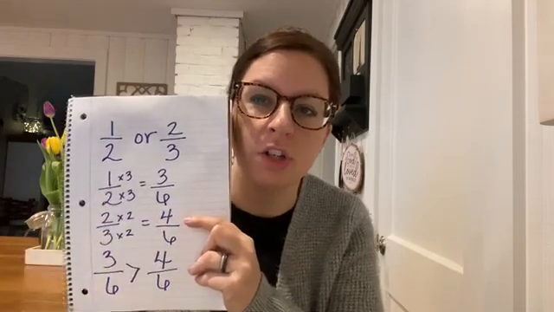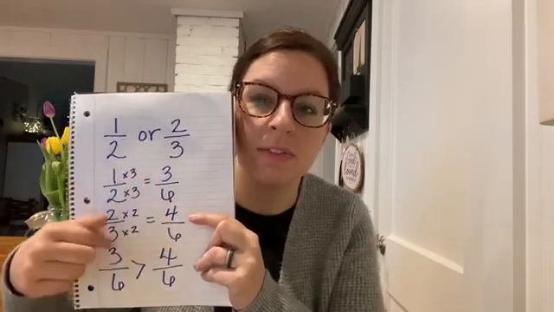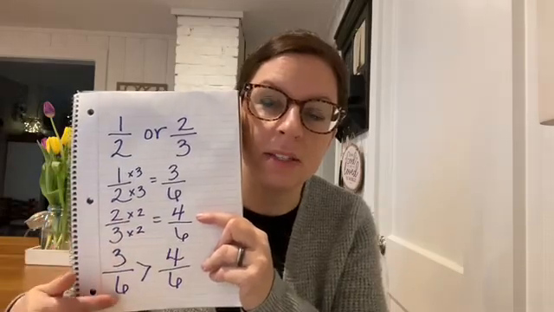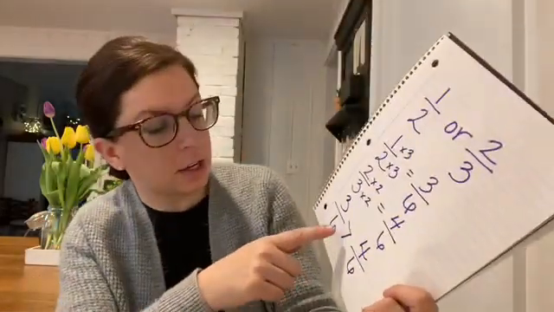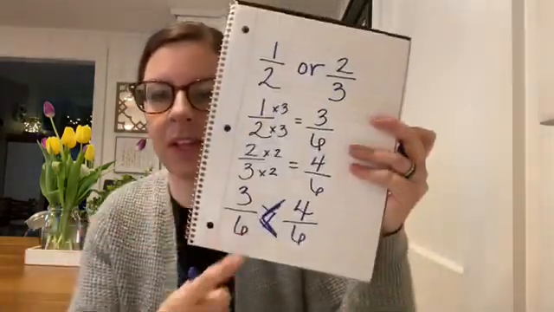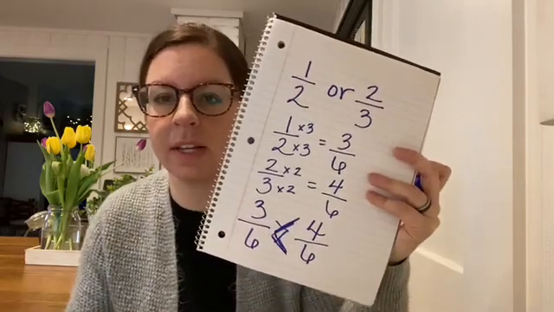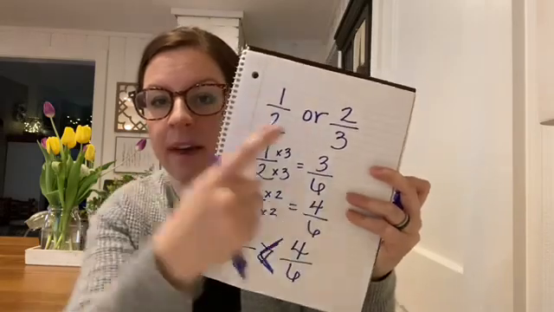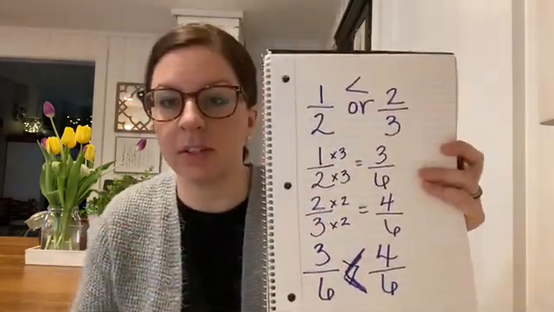So which one is larger? 4 out of 6 is larger than 3 out of 6. So that means 3/6 is greater, I did it wrong. 3/6 is less than 4/6. So what does that mean? That means that 1/2 is also less than 2/3.